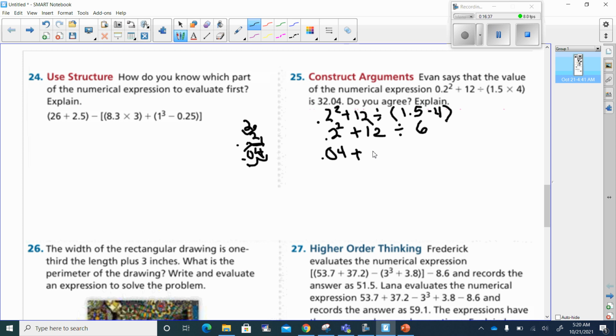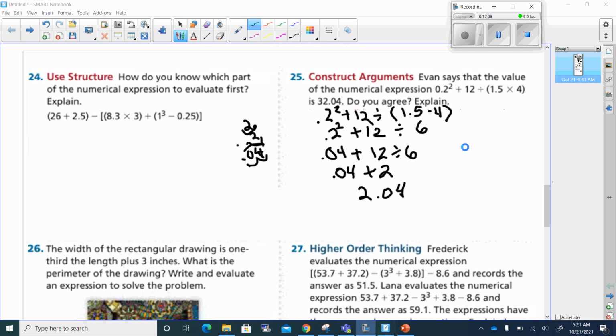We'll be adding that to 12 dividing it by 6. We have to do division first. 12 divided by 6 is 2, so that's going to be 0.04 plus 2. And that's going to give me 2.04. So do I agree? No, I do not agree with Evan's statement.